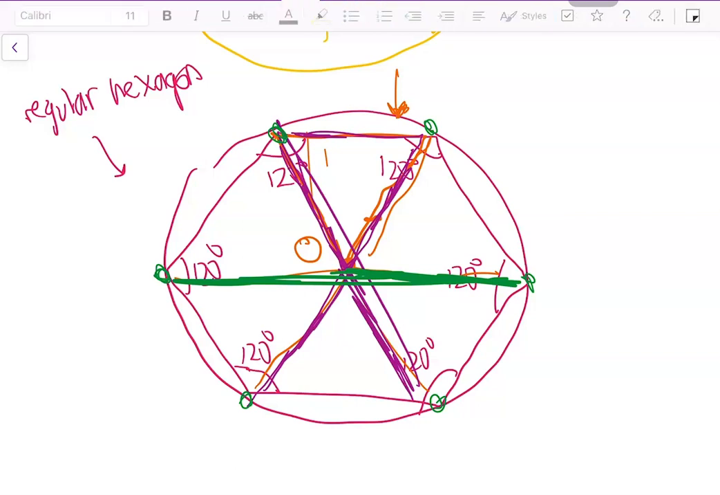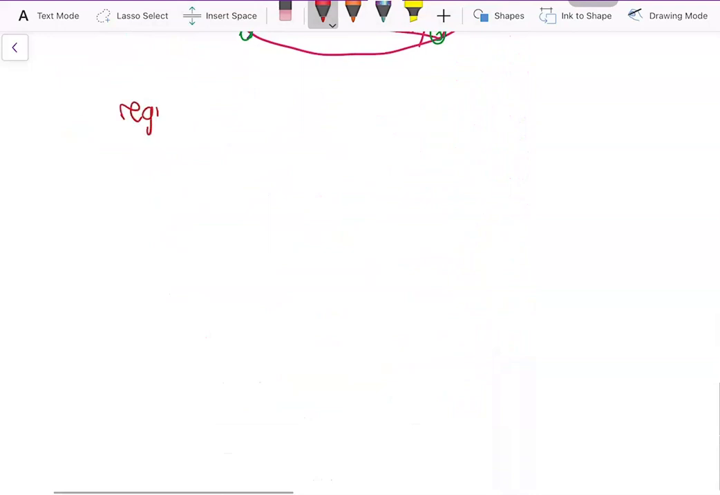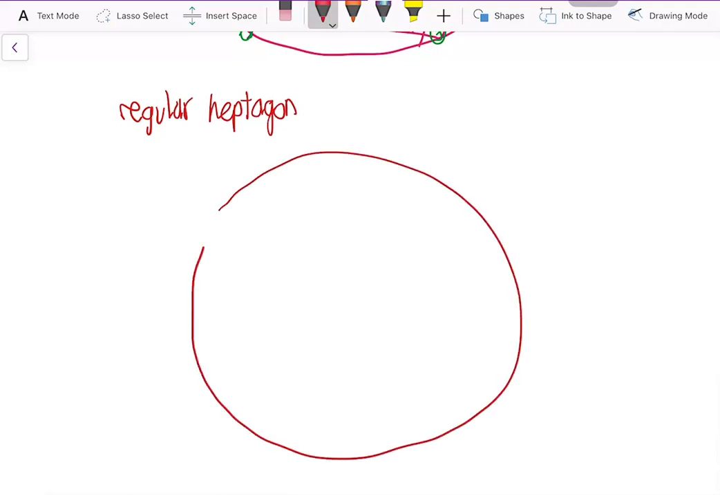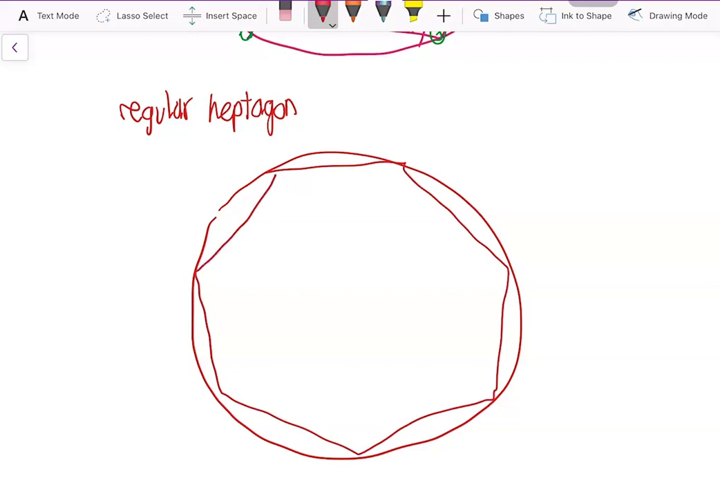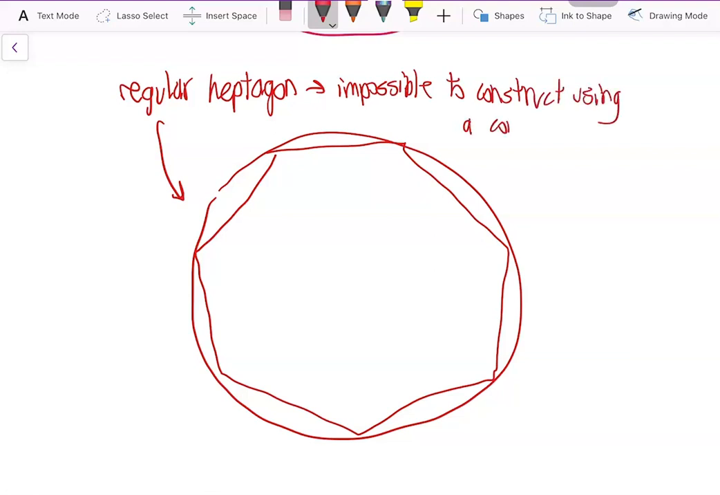But now if we move up to a regular heptagon, which has 7 sides, a regular heptagon in fact turns out to be the first polygon where it is impossible to construct using a compass and straightedge.